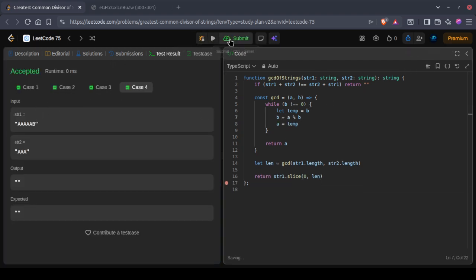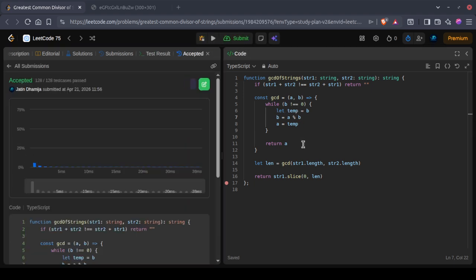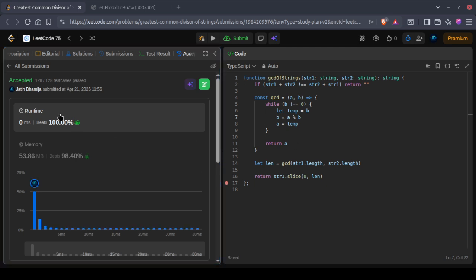Yes, I get it. Let's try to submit the solution. Yes, it passed all the test cases, all 128 test cases are passed, and our solution beats 100% with 0 milliseconds.